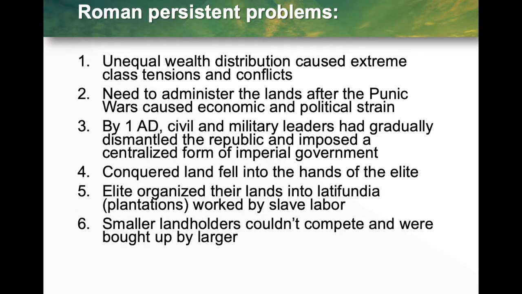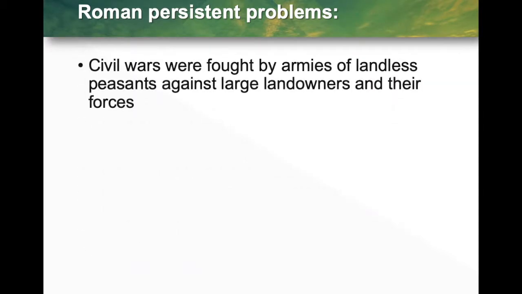And so what happened was smaller landholders couldn't compete, and they were actually bought out by the larger. So now you had a few elites owning a lot of the land. And of course, what's going to happen then is going to lead to civil wars. It's going to lead to tensions from within, and basically the peasants, there on the screen you can see the civil wars were fought by armies of landless peasants against large landowners and their forces. So these could be all over the place. These skirmishes, these civil wars could be all over the place in the empire.